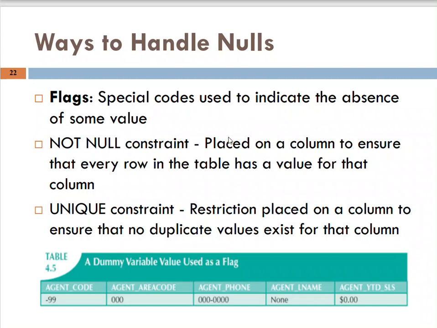Okay. Ni contoh dummy variable used as a flag. Okay. Contoh agent code tu belum ada nilai, so dia akan letak -99. Okay. So this is a few ways to handle nulls, to avoid nulls also. Okay. So that's all for chapter 3 today.